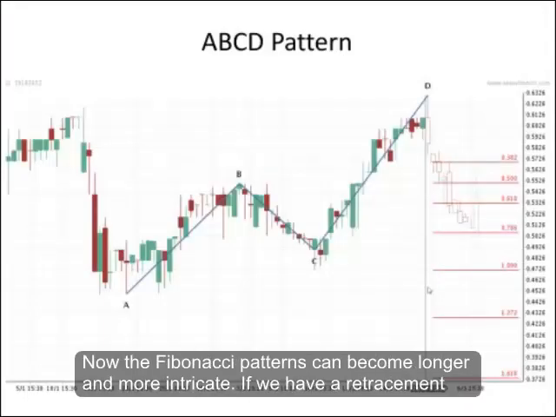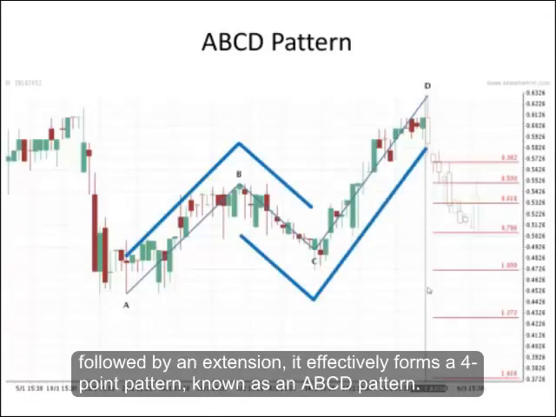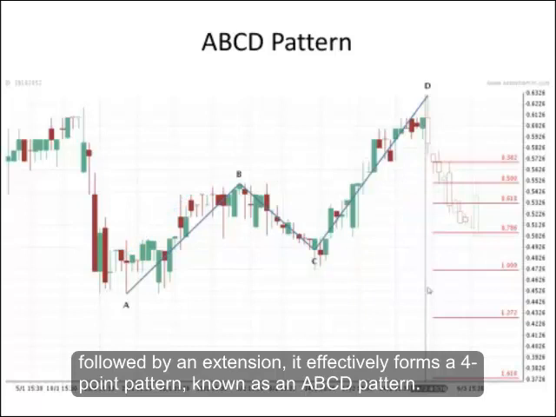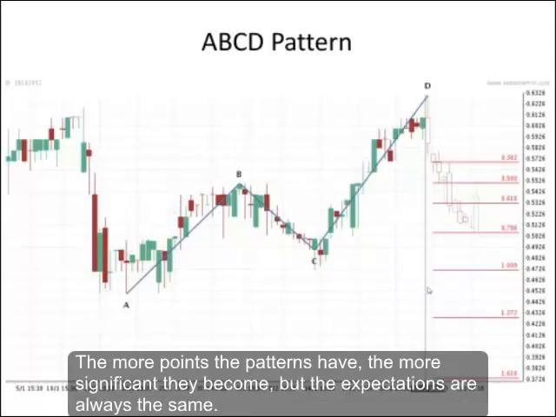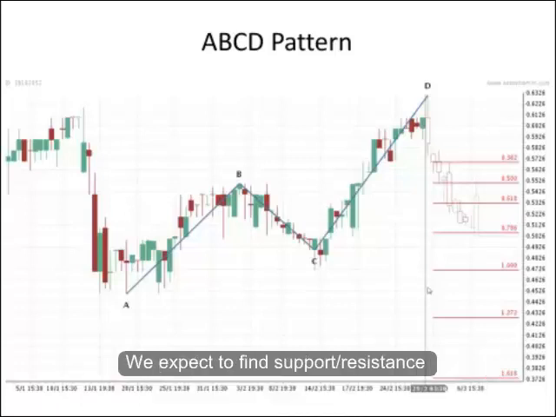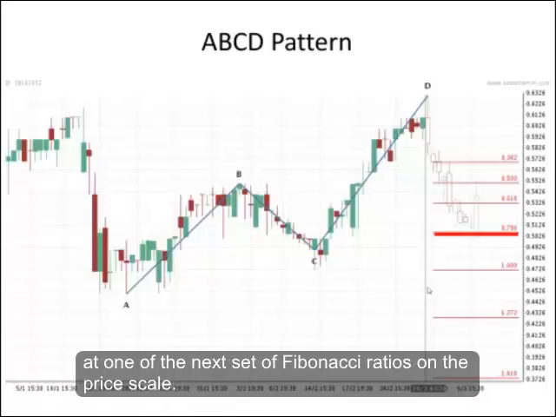Now, the Fibonacci patterns can become longer and more intricate. If we have a retracement followed by an extension, it effectively forms a 4-point pattern known as an ABCD pattern. The more points the patterns have, the more significant they become. But the expectations are always the same. We expect to find support or resistance at one of the next set of Fibonacci ratios on the price scale.